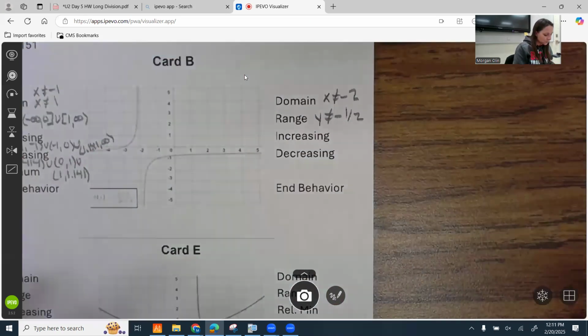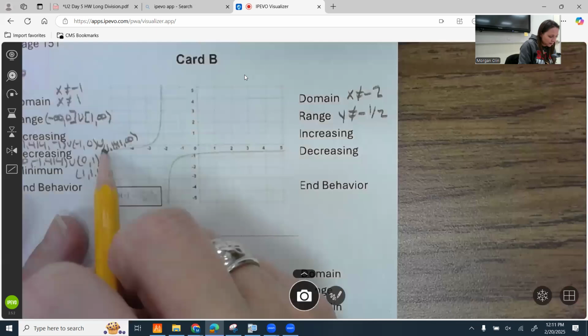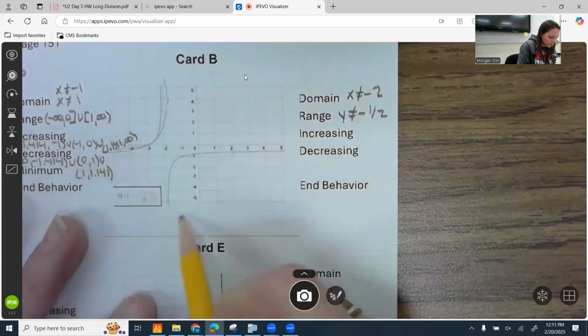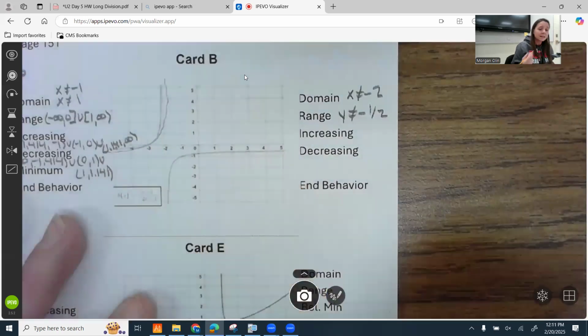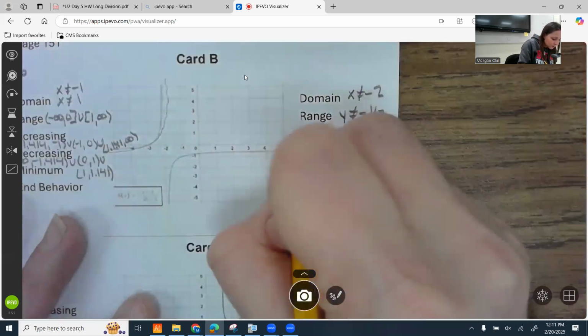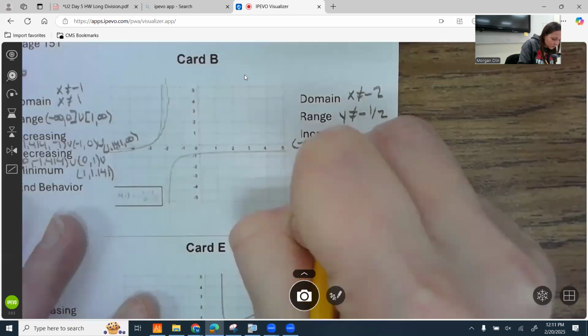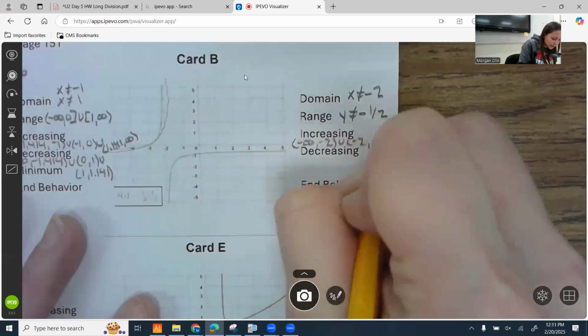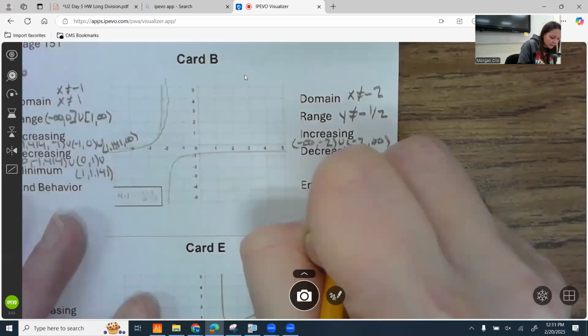Now, as far as increasing and decreasing, think about when you're drawing this. You draw this and it goes up. You start here and this goes up. This entire thing is increasing, except for at -2. So what we do is negative infinity to -2, and then -2 to infinity. It actually never decreases.